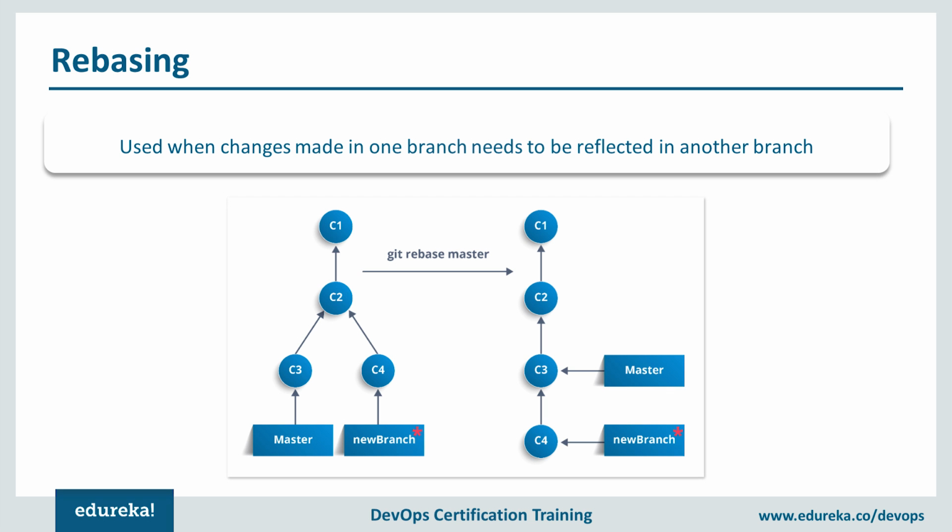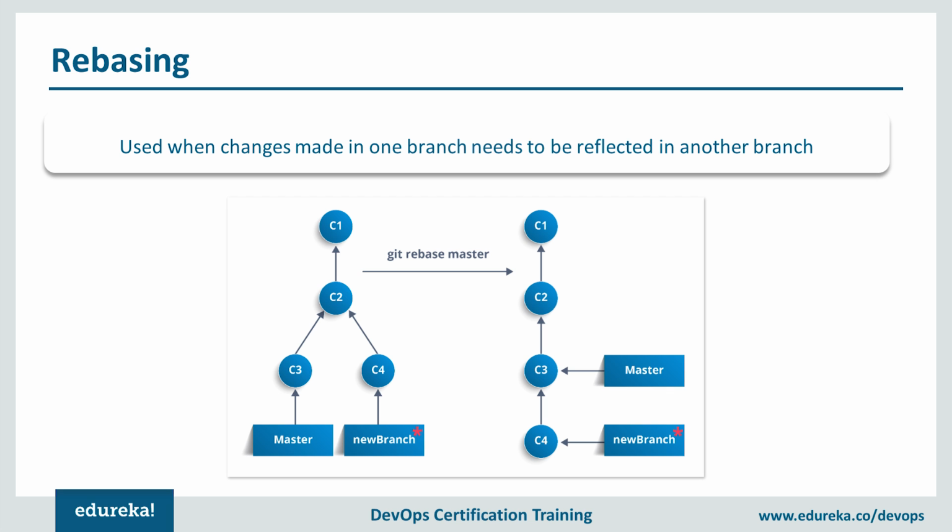If you see the workflow diagram here, you've got a master branch and you've got a new branch. When you're rebasing it, you can see in this workflow, it's got a new branch and your master branch, and instead of creating a merge commit which will have two parent commits, what rebasing does is that it places the entire commit history of your branch onto the tip of the master.